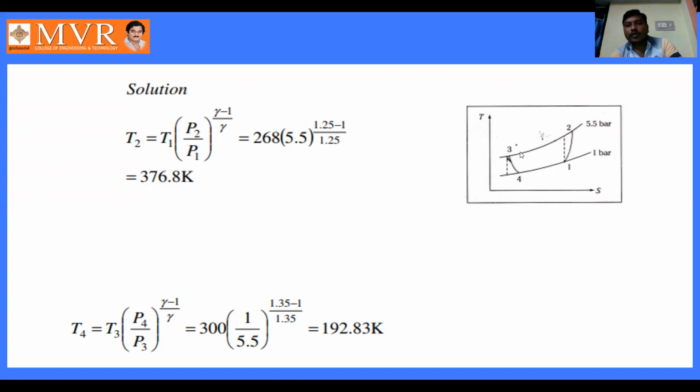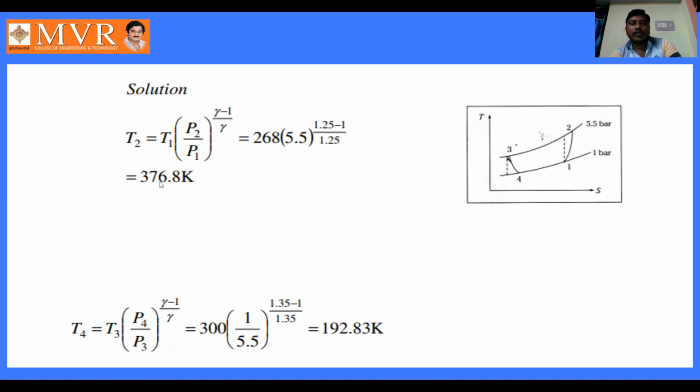See, the pressure is at 1 bar and it is increasing up to 5.5 bar. This is the cooling process: 2 to 3, the heat rejection takes place here, and 3 to 4, the expansion takes place, and 4 to 1 is the heating process here. It means the heat addition process takes place and the cycle is completed repeatedly.